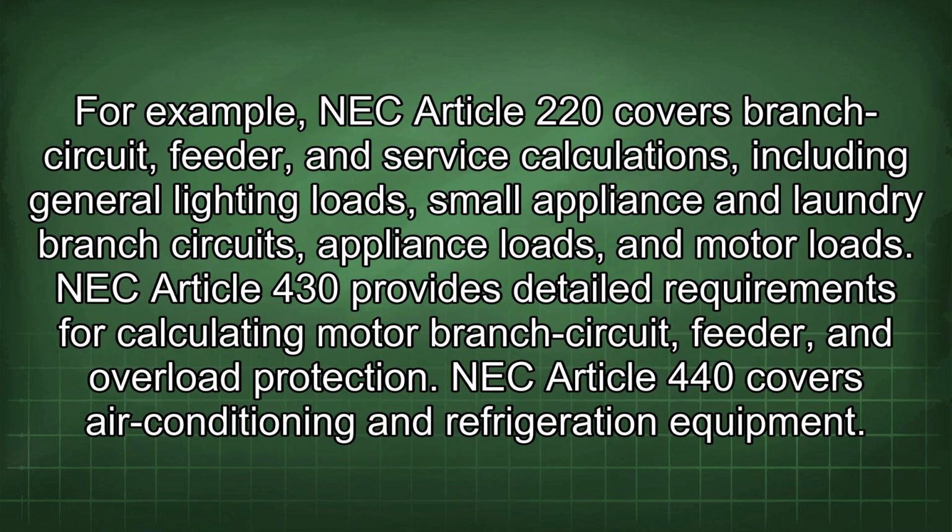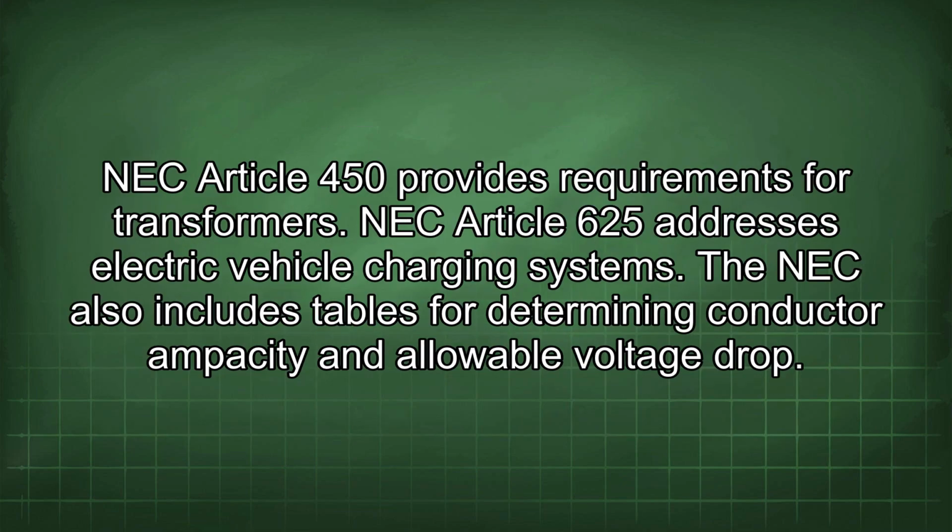For example, NEC Article 220 covers branch circuit, feeder, and service calculations, including general lighting loads, small appliance and laundry branch circuits, appliance loads, and motor loads. NEC Article 430 provides detailed requirements for calculating motor branch circuit, feeder, and overload protection. NEC Article 440 covers air conditioning and refrigeration equipment. NEC Article 450 provides requirements for transformers. NEC Article 625 addresses electric vehicle charging systems.